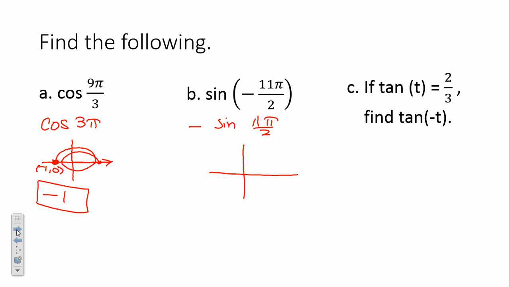So if we're going 11 pi over 2, here's 1 pi over 2, 2, 3, 4, 5, 6, 7, 8, 9, 10, 11. And I went backwards because it was negative. Went clockwise. Okay, so this is 0 over -1. +1, thank you. 0 over +1. Okay, and the sine is going to be 1, the y value.